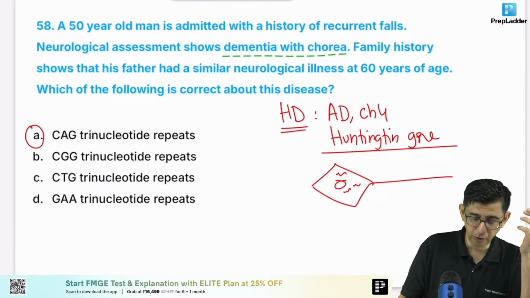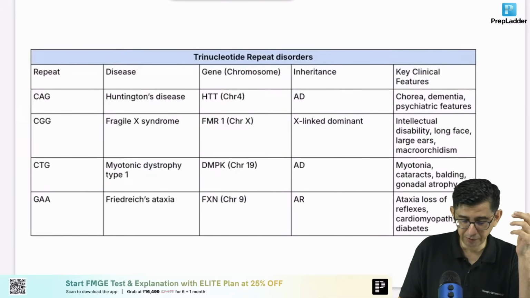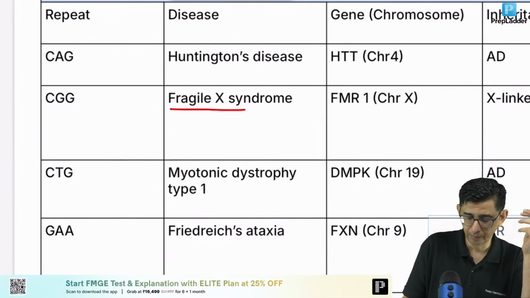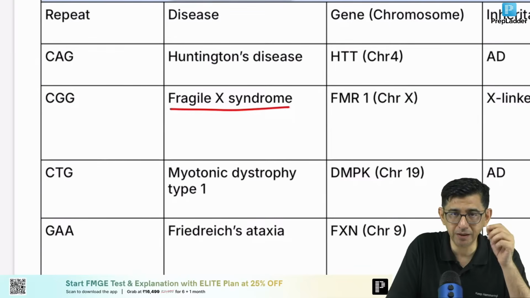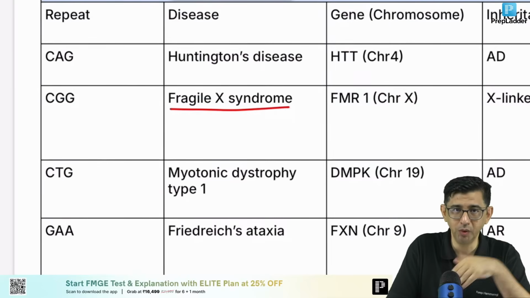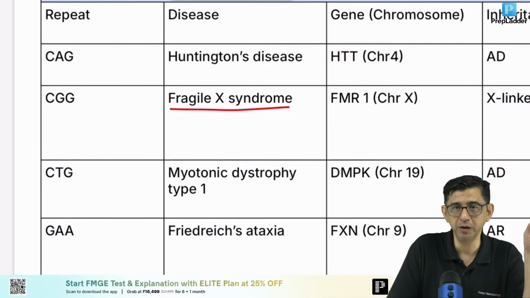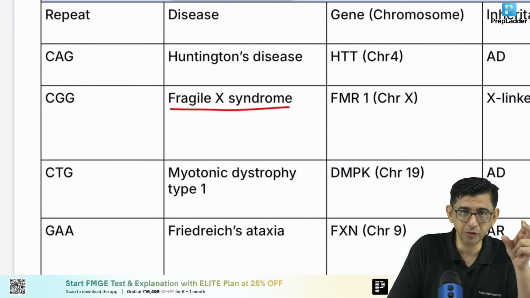As far as the remaining options are concerned, CGG is for Fragile X. Then there is CTG. If you try to use mnemonics here, I think better than mnemonics, remember this only. Though I can go into mnemonics for each one of them, I've already given you a couple of mnemonics, and in the end people are not able to remember. So keep the mnemonics to a limited number.